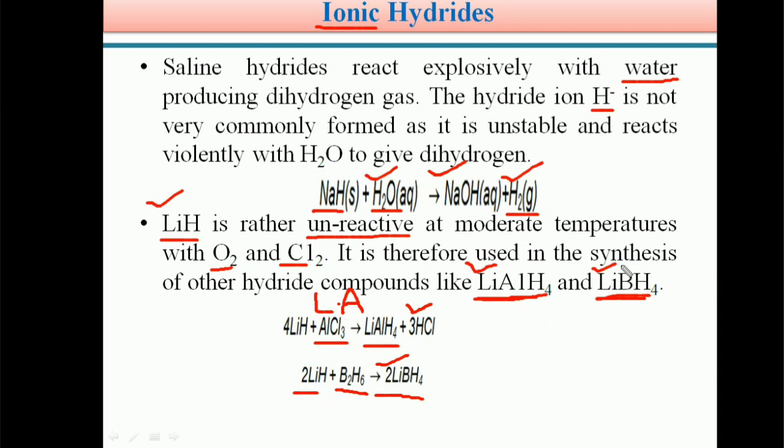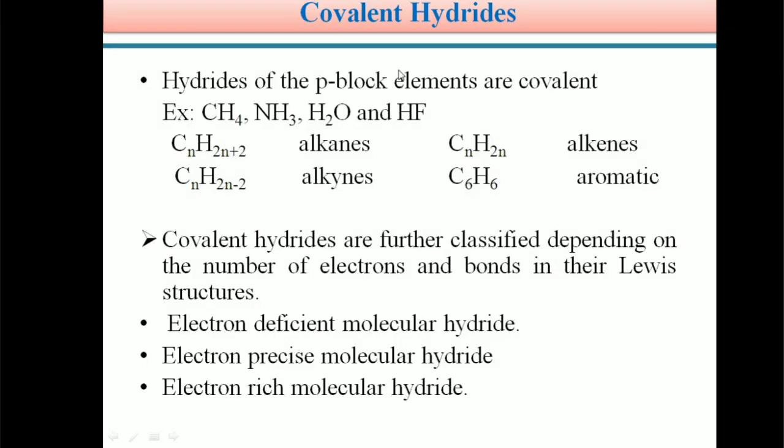Boron is a third A group element, and aluminium is also a third A group element. So lithium aluminium hydride and lithium borohydride we can prepare with the help of lithium hydride. So students, these are the details about the ionic hydrides, or salt-like hydrides, or saline hydrides. The next hydrides are covalent hydrides. Students, just now we discussed the ionic hydrides.